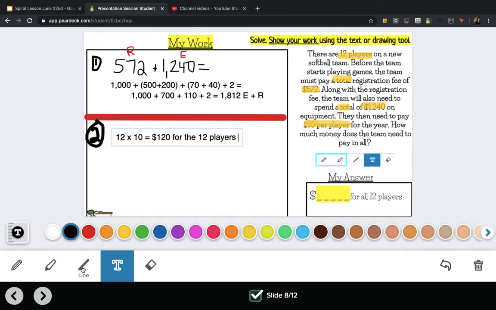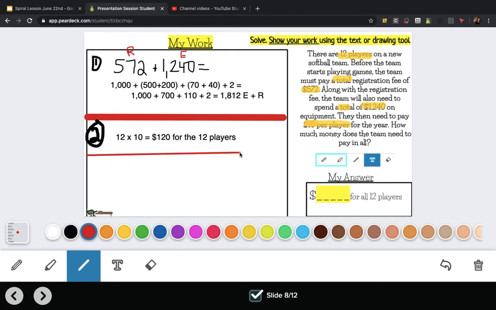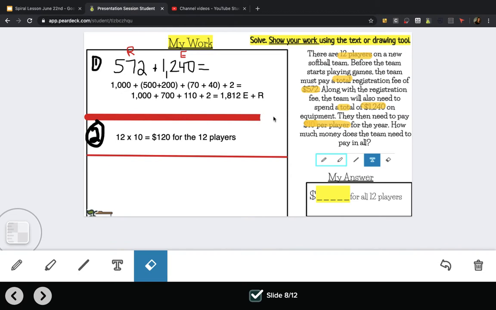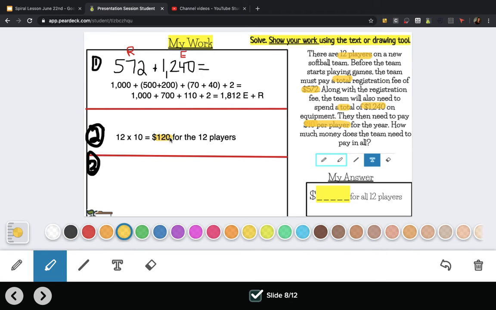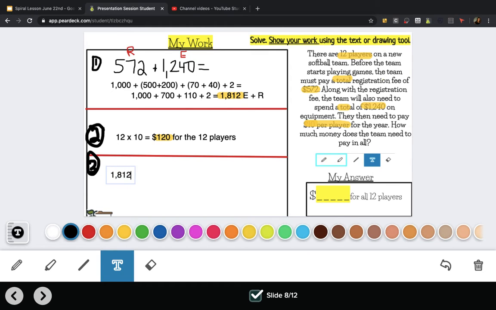My last step here, make this line a little tinier, is going to be to combine those two things. Just give me one moment. Sorry, I just want to make sure it's nice and neat. Okay. And now step 3 is to combine the registration fee and the cost for the players. So that means I have to do $1,812 plus $120. Always make sure that I have labels. That's important.